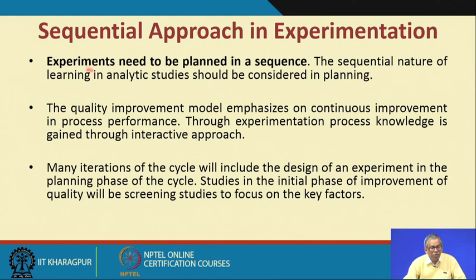Many a time we mention that the experiments need to be planned in a sequence. That means a systematic procedure you apply. When we take up several numerical exercises, this will be made very clear. The quality improvement model emphasizes continuous improvement in process performance. This we have been emphasizing. Through the experimentation process, knowledge is gained through an interactive approach, and many iterations of the cycle will include the design of experiment in the planning phase of the cycle. So, you please go through all these details.